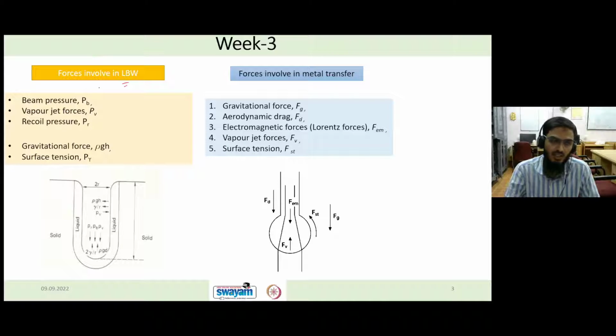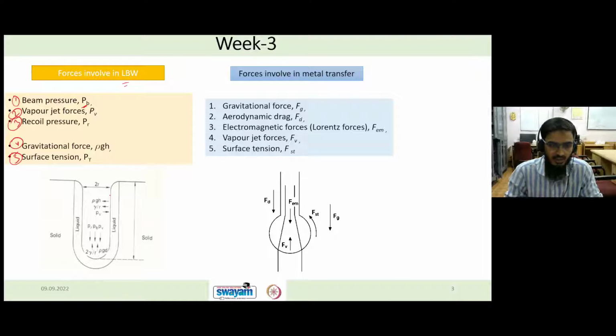There are basically 5 forces. You can see here on my screen. The first one is beam pressure, we denote it by PB. Second one is vapor jet force. Third one is recoil pressure. Fourth one is gravitational force. And the last one is surface tension force. Out of these forces, there are a few forces which will assist the opening of the keyhole.